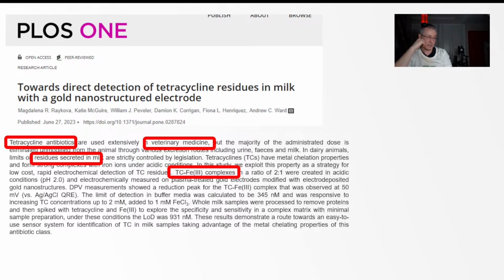sensor system. The reason I said that a bit like that is because there is an example in nature where iron is actually in its +4 oxidation state, and that's actually in hemoglobin. But it's very rare. I think I've only ever seen it in hemoglobin. But anyway, they have a way of making a complex between the tetracycline and iron.